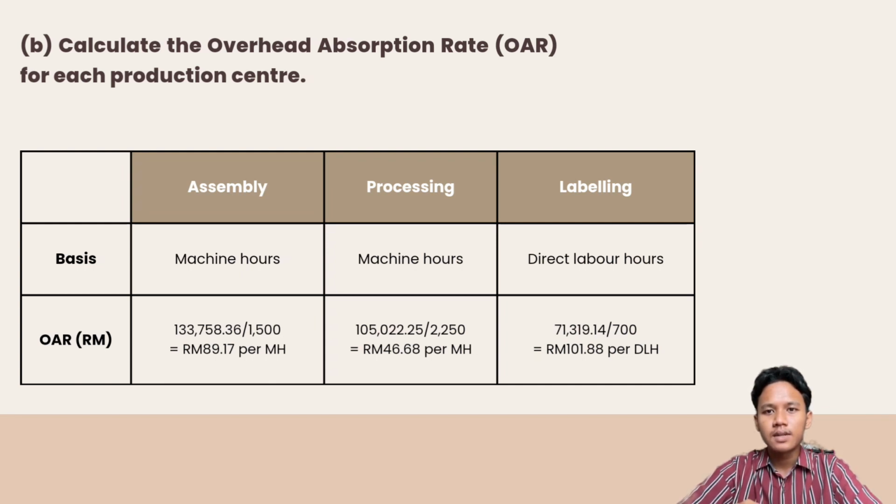So the final answer for assembly is RM 89.70 per machine hour. For processing is RM 46.68 per machine hour, and for labeling is RM 101.88 per direct labor hour.